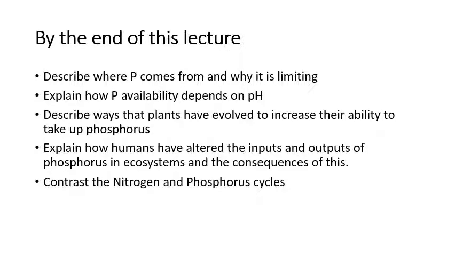So phosphorus binds with iron and magnesium and aluminium when it's an acid soil, and it binds with calcium when it's a basic soil. You also need to describe ways that plants have evolved to increase their ability to take up phosphorus. You need to be able to explain how humans have altered the inputs and the outputs of the phosphorus in ecosystems, and you need to discuss the consequences of this. You also, now that you've learned about the phosphorus and the nitrogen cycle, you need to be able to contrast the nitrogen and the phosphorus cycles.